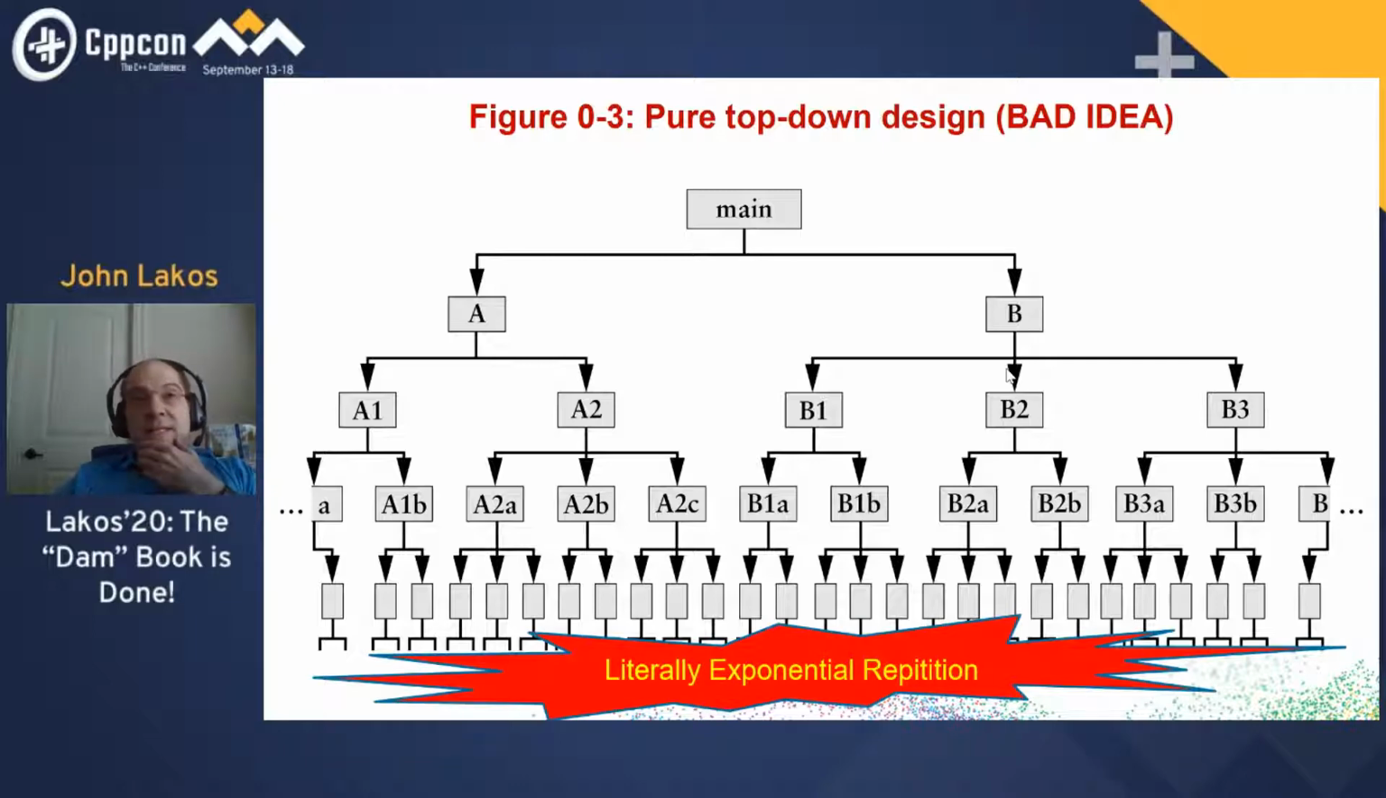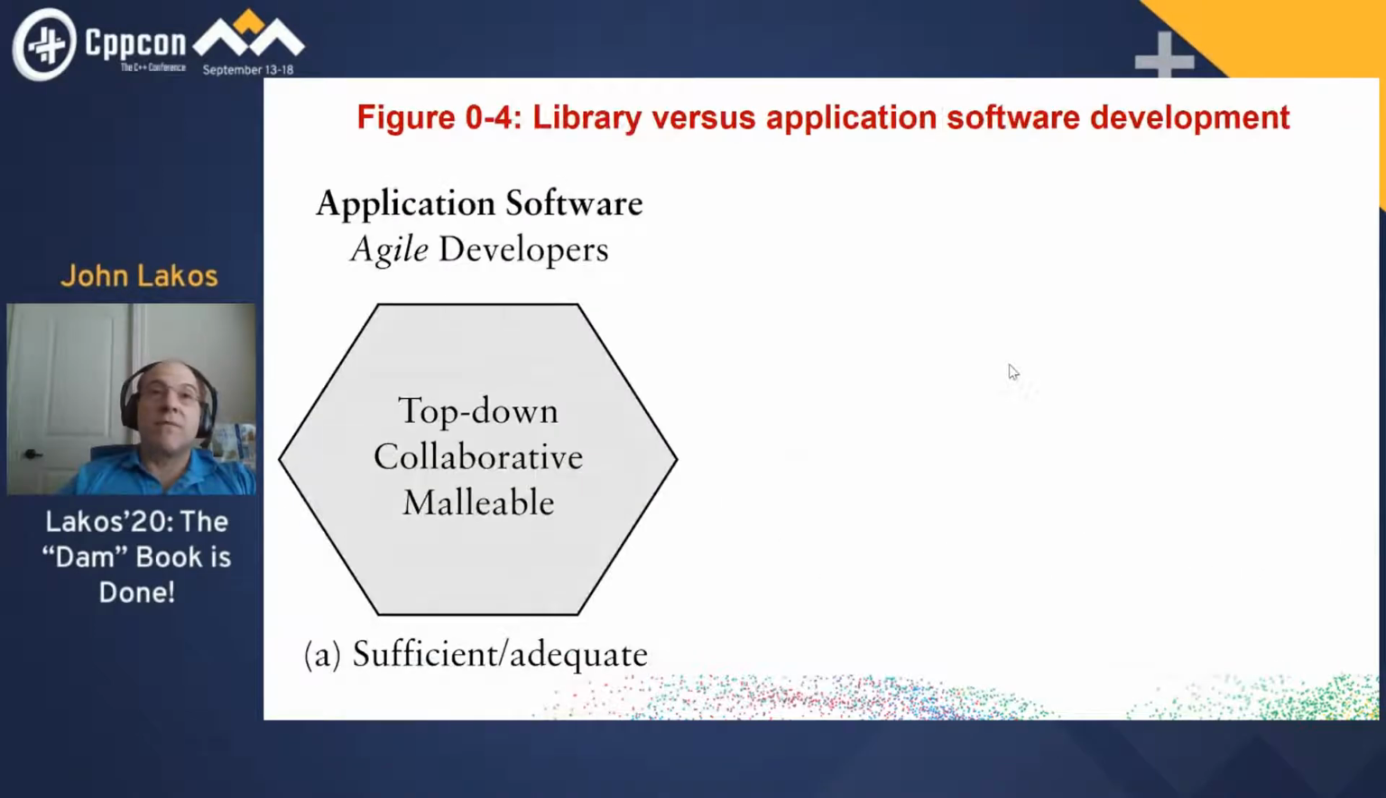The problem is that in the large, this creates an exponentially large number of leaf nodes. And that is a problem for any large organization. And obviously, if you didn't have to have an exponentially large number of leaf nodes, that would be a huge benefit just from a maintenance point of view, never mind a development point of view.